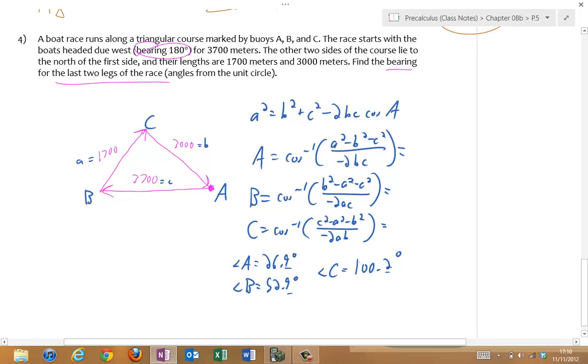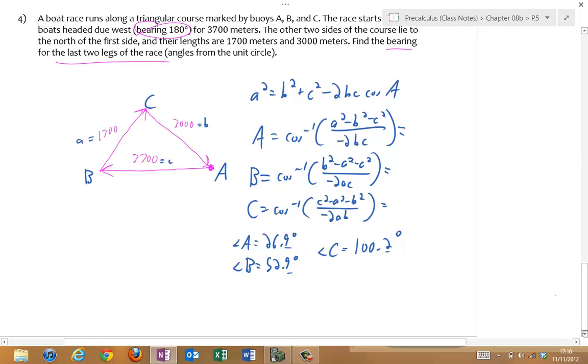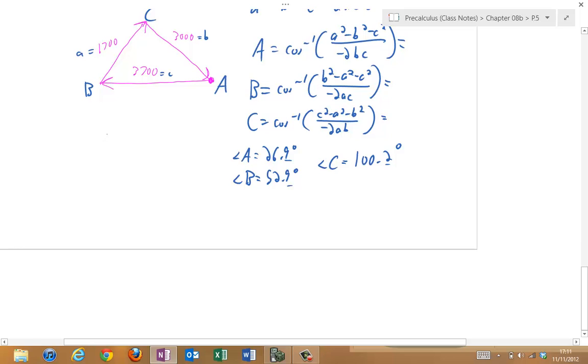Okay, so now that we have that, I then have to interpret this result. So I'm going to go back to this grid here and say, yeah, I've got this triangle here where this angle A is 26.9, this angle B is 52.9, and this angle C is 100.2. Well, really, I didn't need to figure out all of these angles.